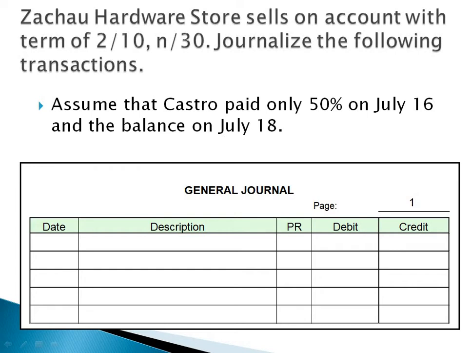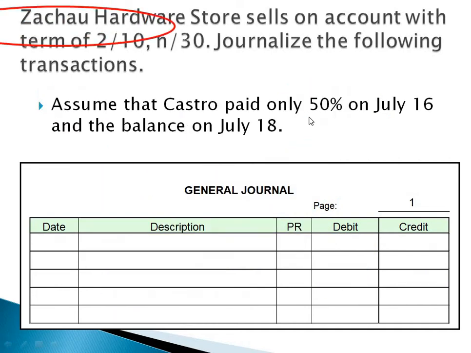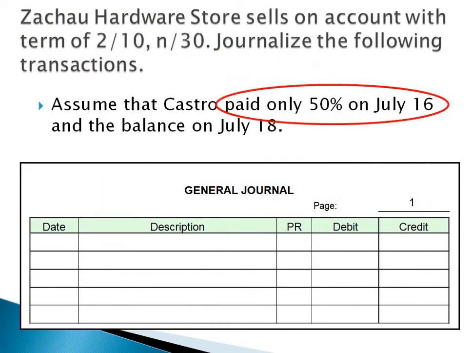What does this mean? This means that we have to disregard this previous July 16 transaction where Sakaw hardware store received payment in full from Castro company. Instead of Castro paying in full, we have to assume that Castro made only partial payment of 50% on July 16 and the balance, meaning the remaining 50%, was paid 2 days later on July 18. Get that?